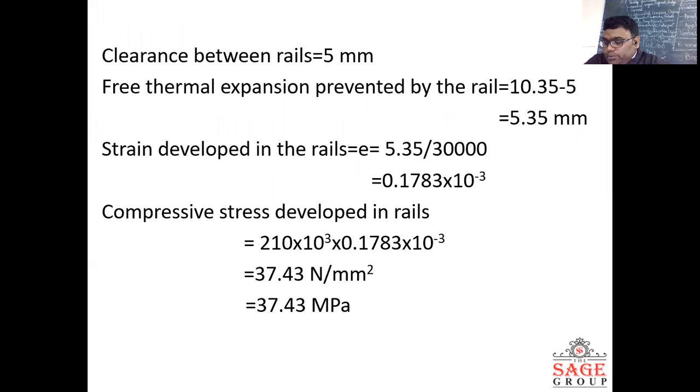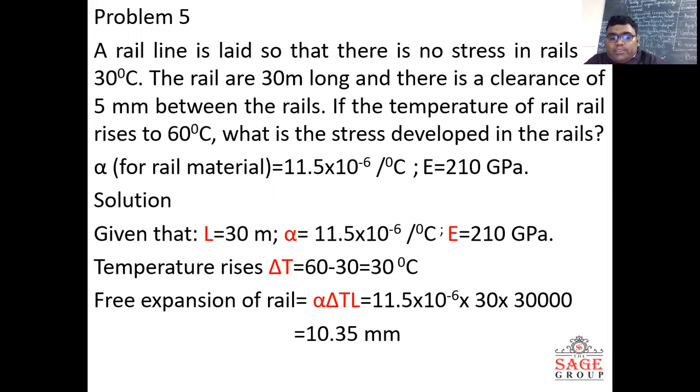So see, one thing try to understand, my dear. The free thermal expansion is 10.35 mm. This is the free thermal expansion, but a 5 mm clearance is provided between the rails. So while the rail expands by 5 mm, there is no stress and no strain. After that, when the two rails come in contact, stress starts developing.